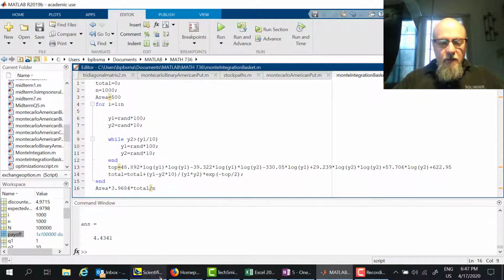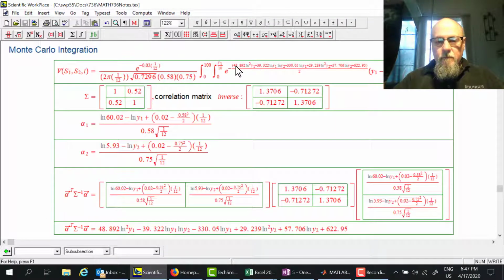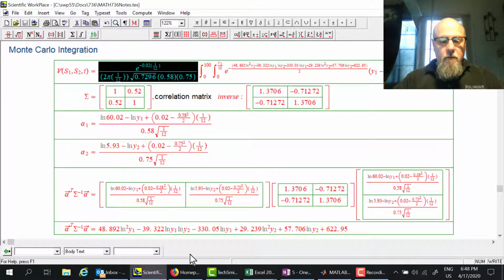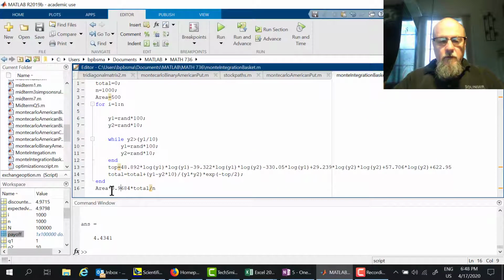This top is our, this piece here samples. This whole front matter is this 3.9. Anyway, so the area times the stuff at the front times the average of the total. I'm getting a price for this exchange option using Monte Carlo integration of $4.43. All right.